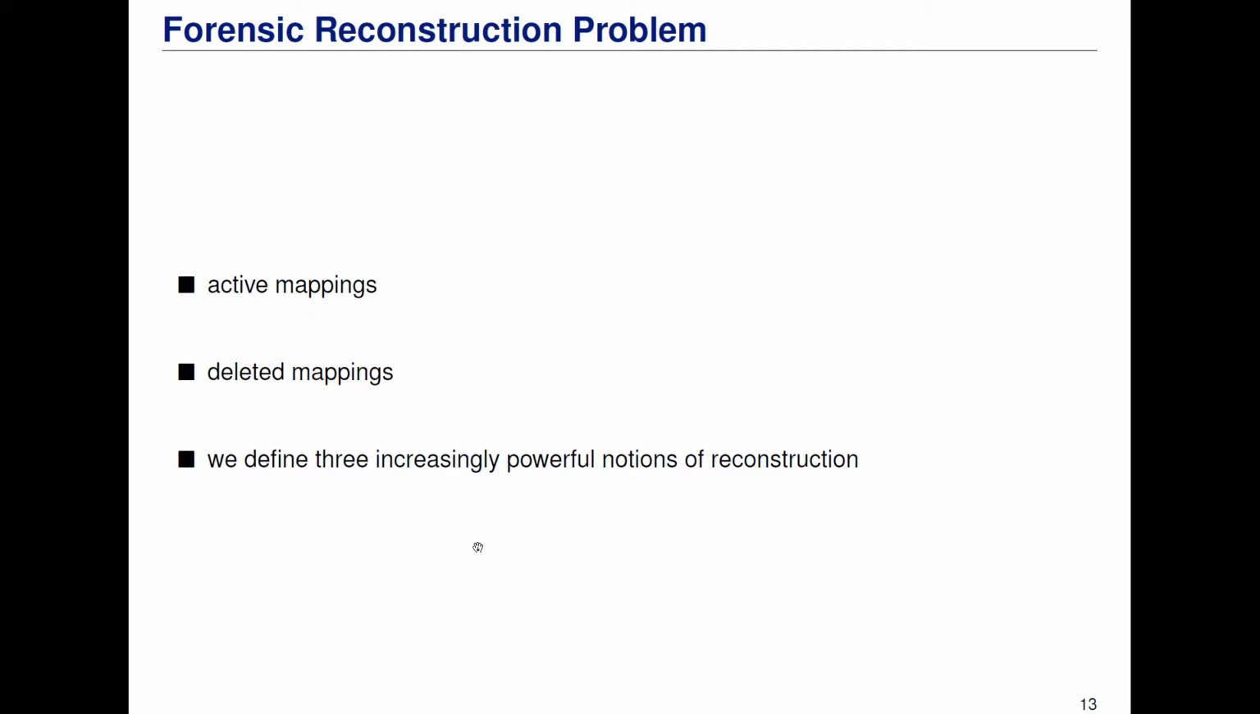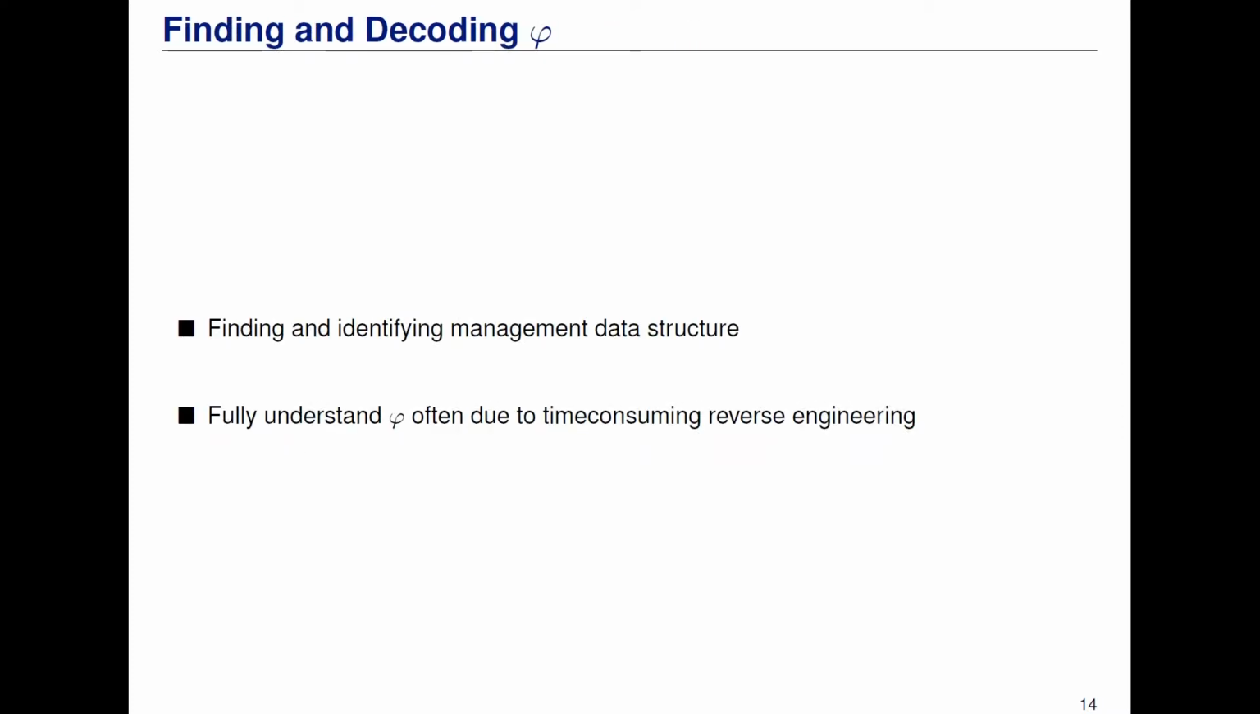So the first problem is finding and decoding phi. Phi is the management data structure which is used to go from the upper layer to the lower layer. It might be stored on the lower layer, it might be stored somewhere else in memory, and it can be very, very time consuming to reverse engineer such a thing. For example, the VMFS file system or the VxFS file system from Veritas took multiple years, and the reverse engineering is still incomplete. So this can be very cumbersome, especially if it's an exotic file system.